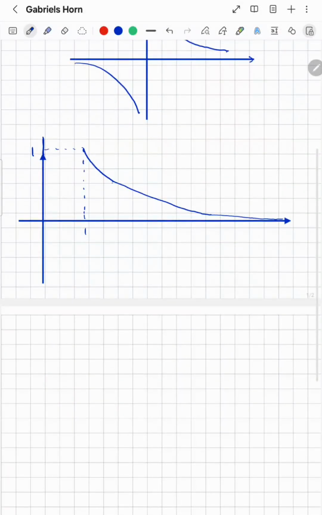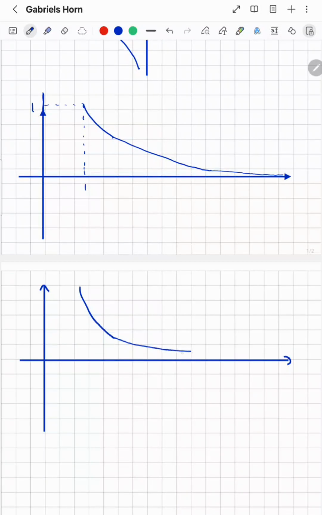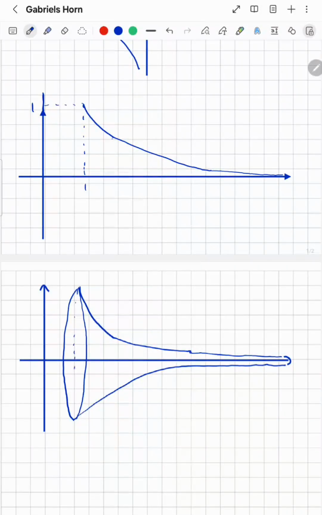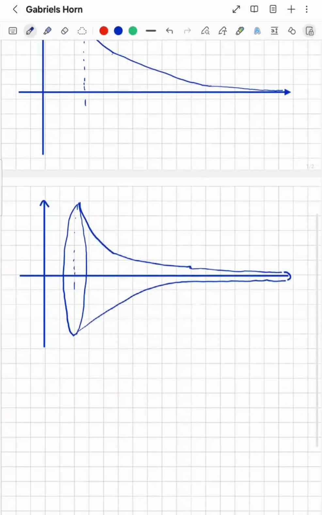So with the volume of revolution, when we draw it, it will form a horn, hence the name Gabriel's horn. Let me show it. So it will look something like this. Give me 1 second. So this here is x equals 1. So if you form the revolution, it will form a horn-like shape. So let's work out the volume of revolution between x equals infinity and x equals 1.